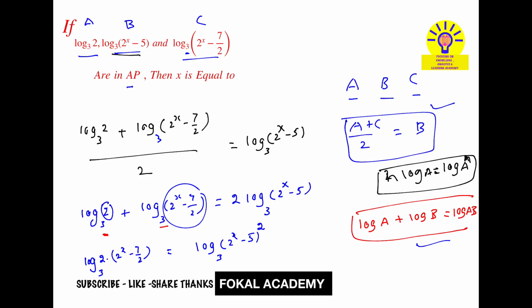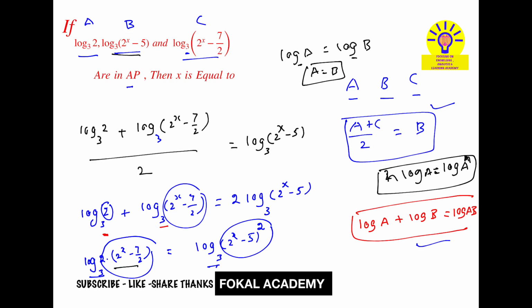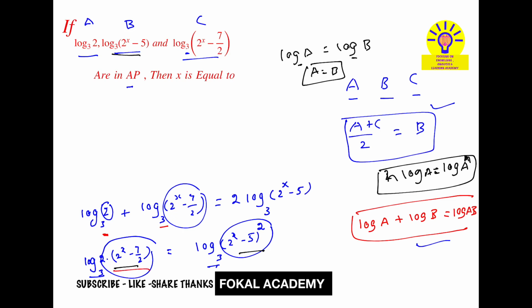Now here both sides have the same logs, so the values must be equal. Whenever log A equals log B, according to logarithm properties we can say that A equals B, since the bases are equal. That means these two terms are equal. So 2 into (2^x − 7/2) is equal to (2^x − 5) whole square.